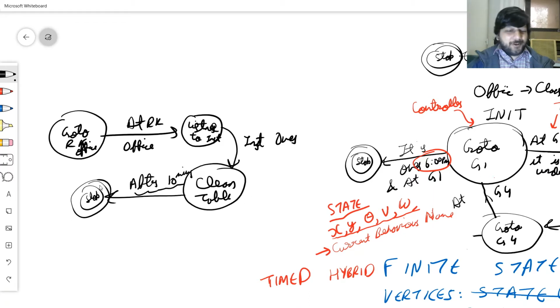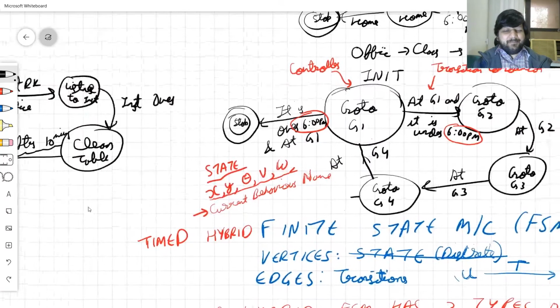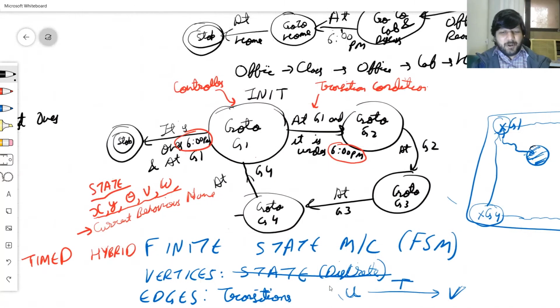If you want, then of course you can also send the peon back. So you can say go to, I'm not sure where peons normally spend their time, but I think it's at the gate at this university. Gate reached, and then you stop. As of now, this is it. So it's more correctly a timed hybrid finite state machine.